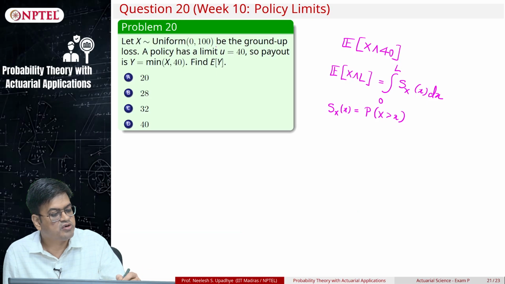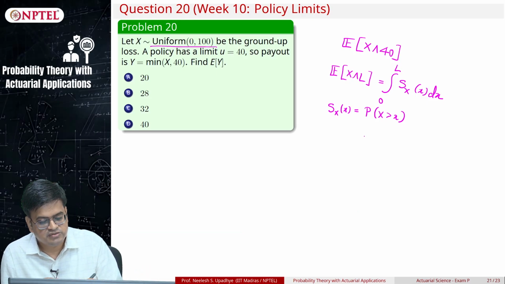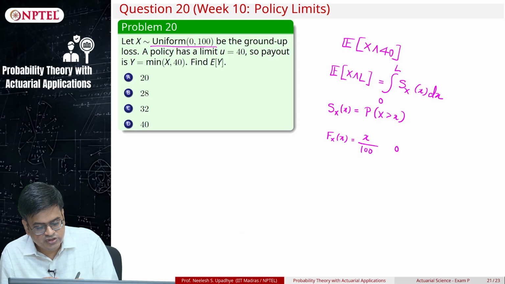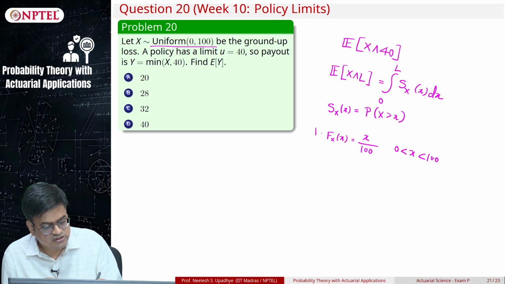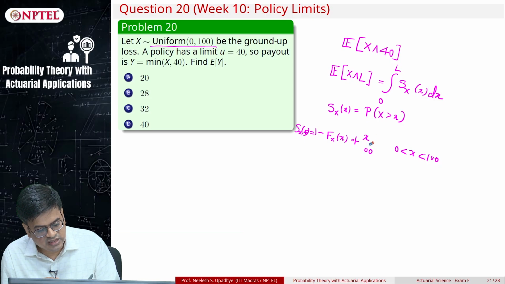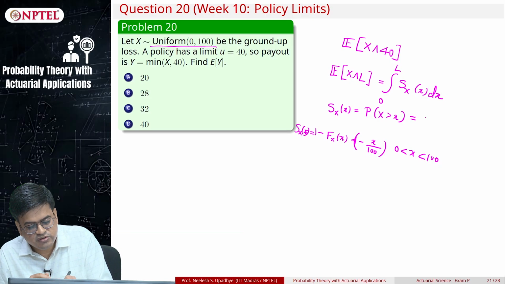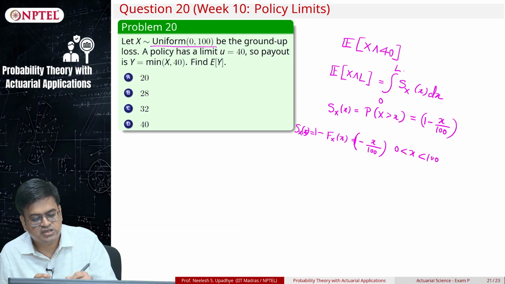So, do I know anything about this uniform random variable? The answer is very simple. I know the CDF F_X(x) of this uniform, which will be x upon 100 for 0 less than x less than 100. So, 1 minus this will be the survivor function, and therefore, I know S_X(x) to be equal to 1 minus x by 100. So, this is the survival function. Then what is remaining? It is just integrating this out.